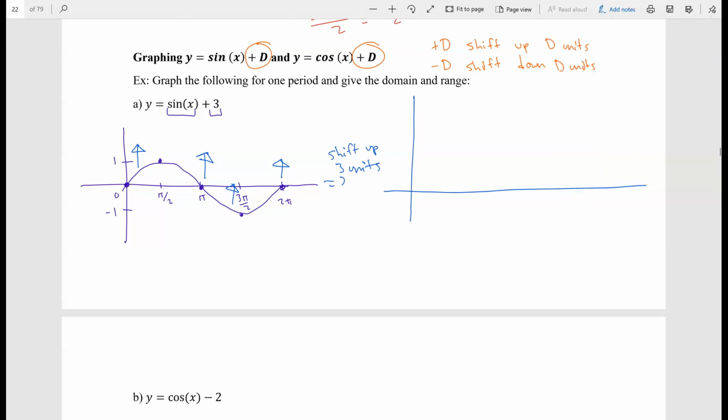So notice that there's nothing going on inside the x's. The x's are all nice. It's still going to be 0, pi over 2, pi, 3 pi over 2, and then 2 pi. And I'm going to shift everything 3 units. So this guy's at 0. Now it's going to be at 3. 1, 2, 3. This guy is at 1. It's going to shift up 3. That's going to be at 4.